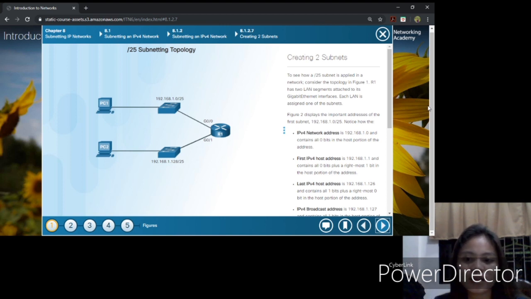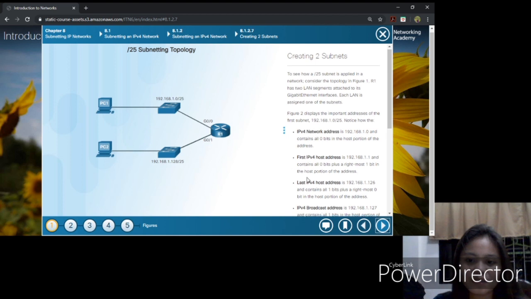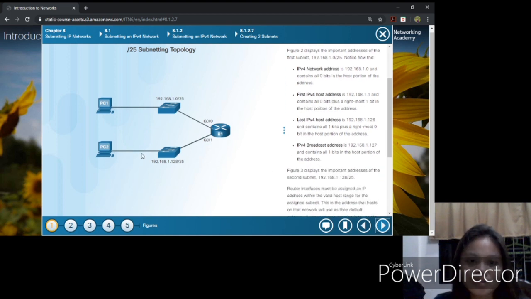The IPv4 address is 192.168.1.0 and it contains 0 bits in all of the host portion of the address. The first IPv4 host is 192.168.1.1 and it contains 0 bits plus the rightmost 1 bit in the host portion of the address.